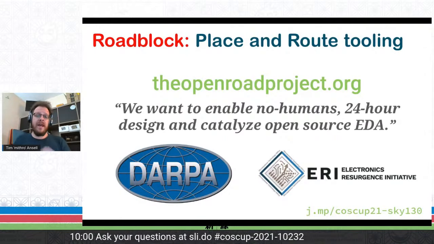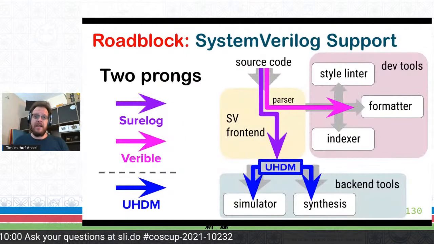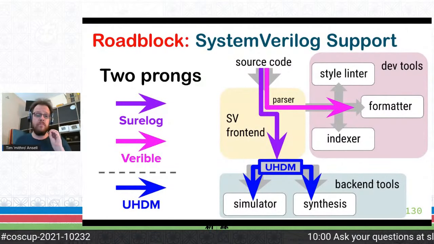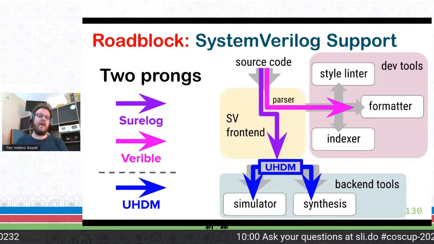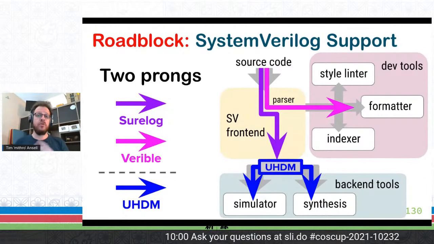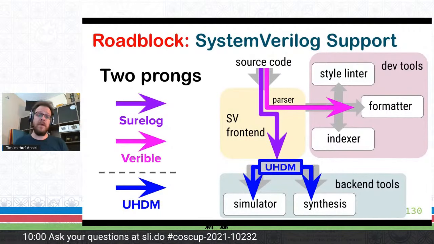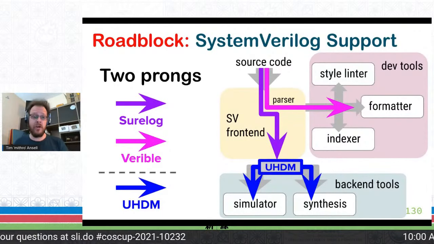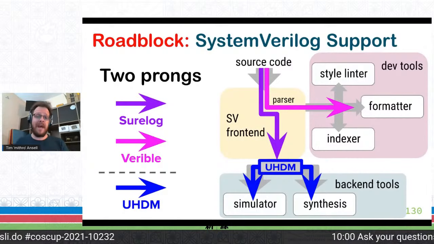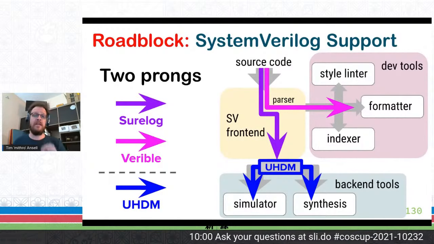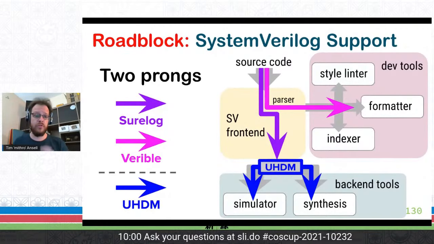As well, the next roadblock that we identified is that there is a large amount of SystemVerilog IP out there that is currently not usable in the open source land. And Google is a big SystemVerilog shop internally. So we set out to improve the state of SystemVerilog support in the open source world.